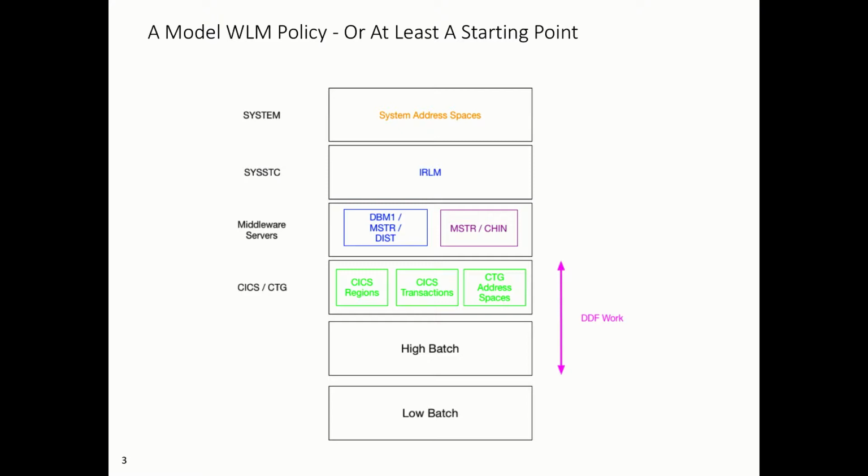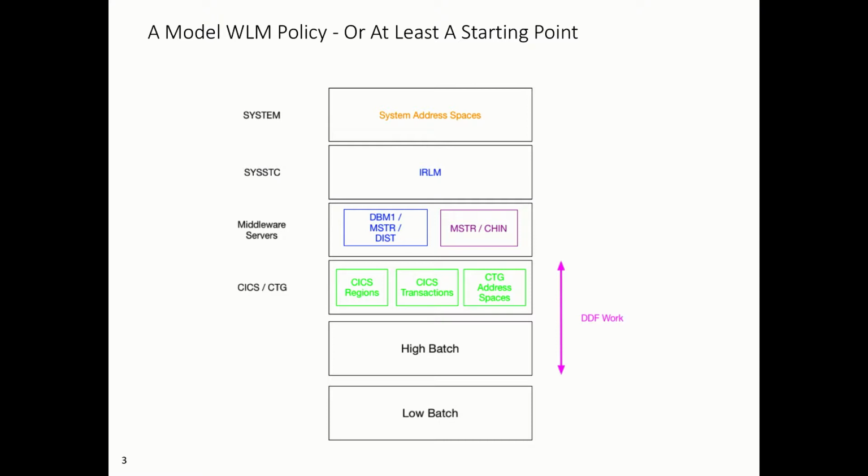Now here, I would suggest WLM, which is the lock manager address space for DB2, and by the way for IMS, should be in sysstc. Below that, you might have service classes for middleware server address spaces, so continuing the blue theme from WLM, the DBM1 address space, the master address space and the dist address space all should be in a high service class for started tasks. And in the purple next to it is the equivalent for MQ, so the master and channel initiator address spaces should be in a similar position to the DB2 main address spaces.